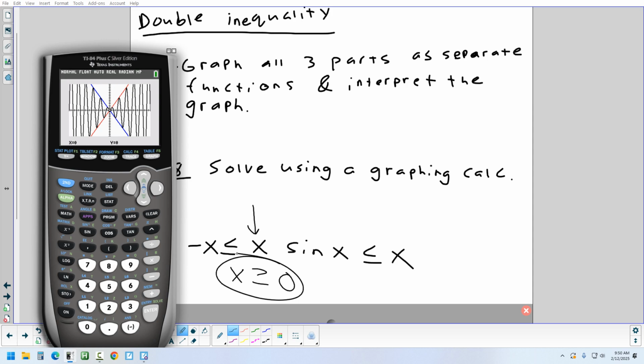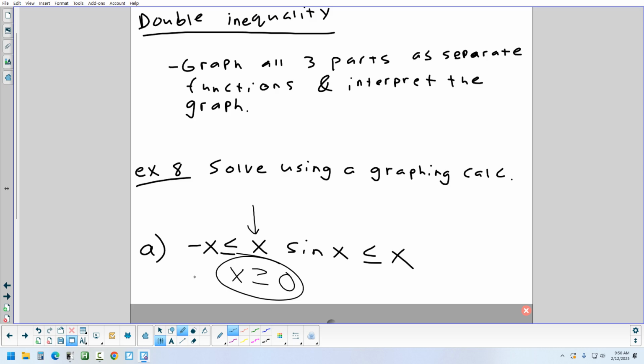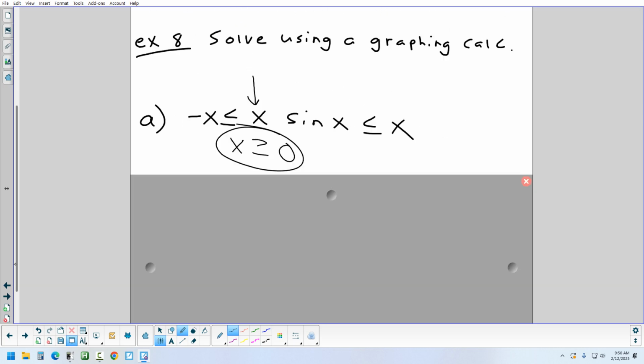So that's a double inequality. Generally, you're looking for where something is sandwiched between two things. Any question on that? And that also shows the variable vertical stretch pretty well. The further you go from the origin, the more the amplitude starts to increase. All right. So that's 7-3.